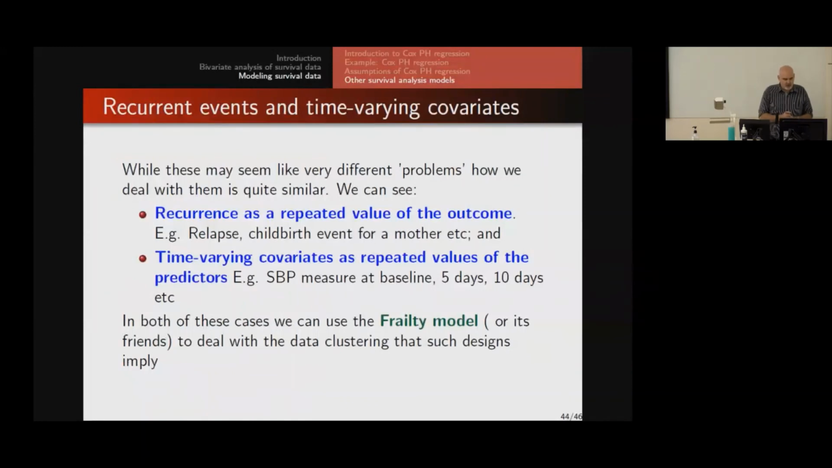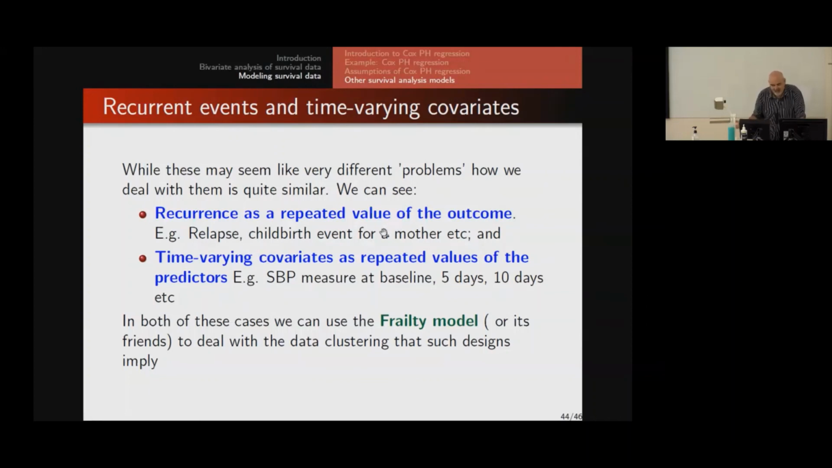The last thing I wanted to talk about was when we have recurrent events and time-varying covariates. Now, these are very different issues, but in some respects they are related. First, let me define what I mean by recurrence. We can see recurrence as repeated values of the outcome. So that might be relapse, but, and this is a maternity hospital, it might be a childbirth event for a mother. A mother might have 3 or 4 or 5 or 6 children over her life, and a childbirth would be a recurrent event for that woman.